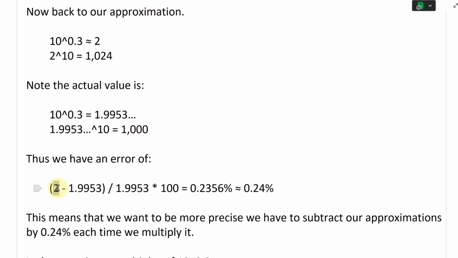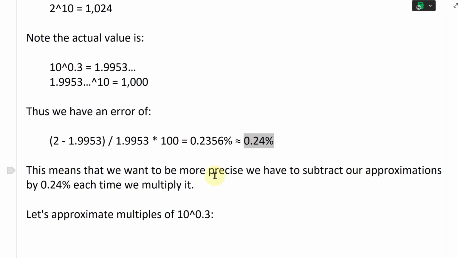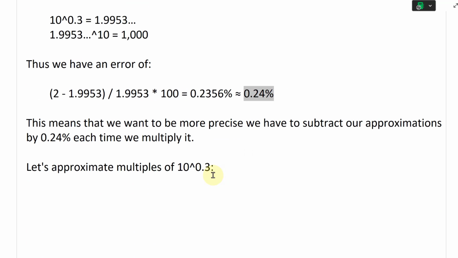So thus we have an error of, so to get the error, we take the approximation 2 minus 1.9953, and then divide that by 1.9953 times 100 to get percent, and we get this number right here. If you press space, it's automatically calculated. So it equals 0.2356, which rounds up to approximately 0.24%. So that is the error that we're going to get, and we can apply a correction later if we want a more precise manual calculation.